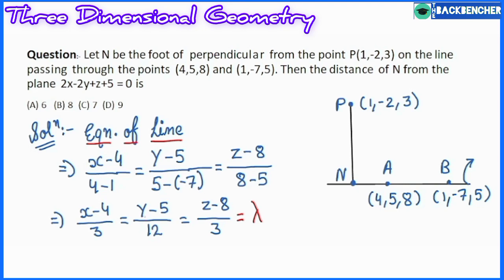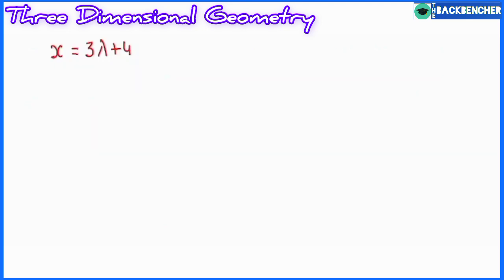Similarly, you have to do the same concept. You have to use the same process with y and z also. So I'm just directly writing the y coordinate. Using the same process, y would be 12 lambda plus 5. And similarly, you have to write the z coordinate also. For that, you can just see the previous one. So z would be 3 lambda plus 8.